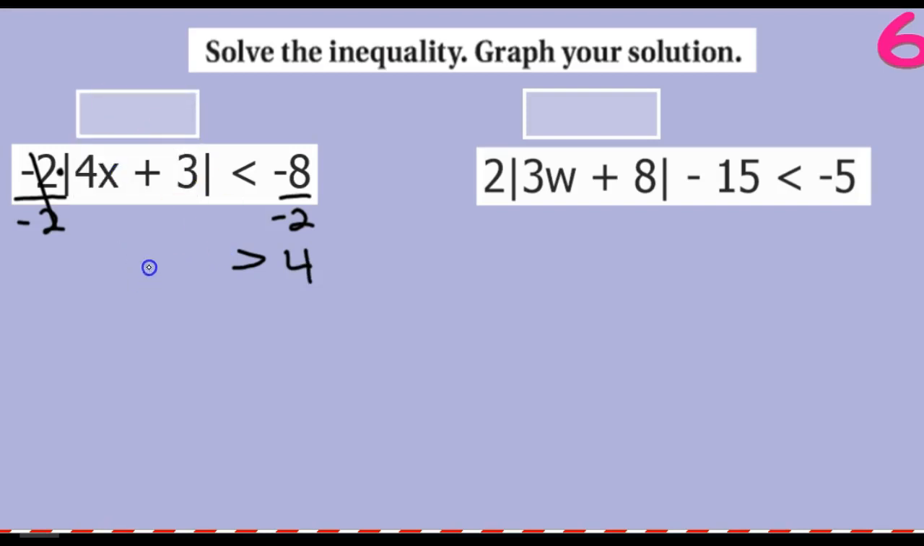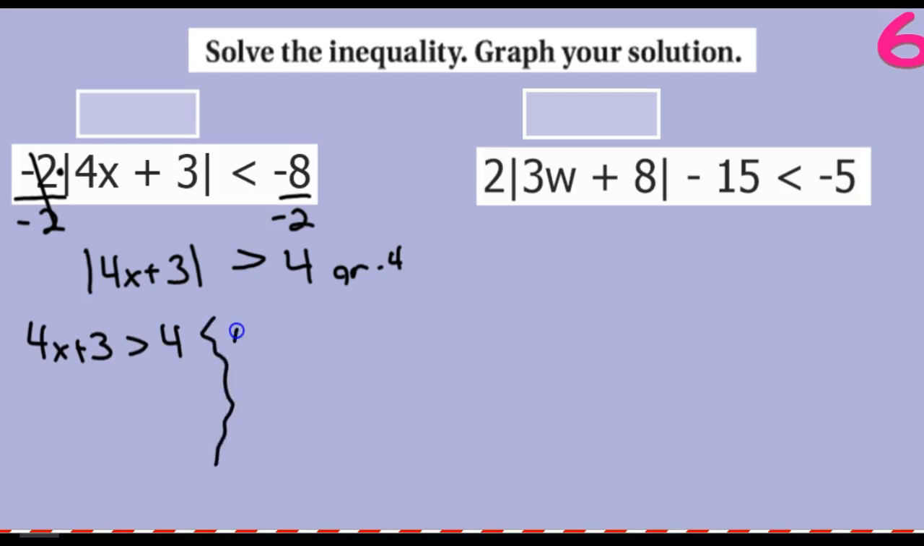And we have the absolute value of 4x plus 3 is now greater than 4. So our two solutions are going to be 4 or negative 4. So we have 4x plus 3 is greater than 4, and 4x plus 3 is less than negative 4.